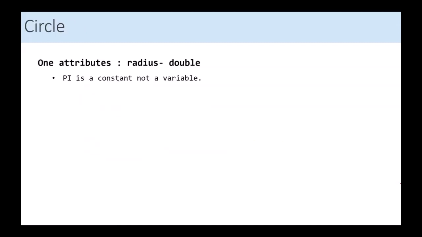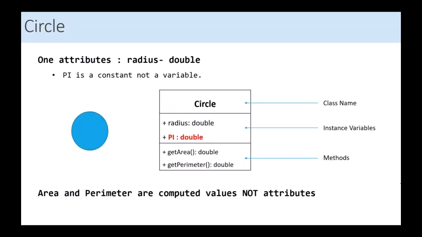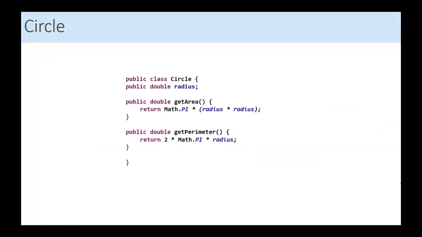Circle. How many attributes do you usually have in a circle? One only, radius, because pi is a constant, it is not an attribute, right? So area and perimeter, are they attributes or can they be calculated values? So look at this one. What's the class name? How many attributes do I have? Actually 2, but one of them is a variable and the other is what? Constant. And how many methods do I have? 2 methods. Does that make sense? From this circle class, can I create any number of objects?